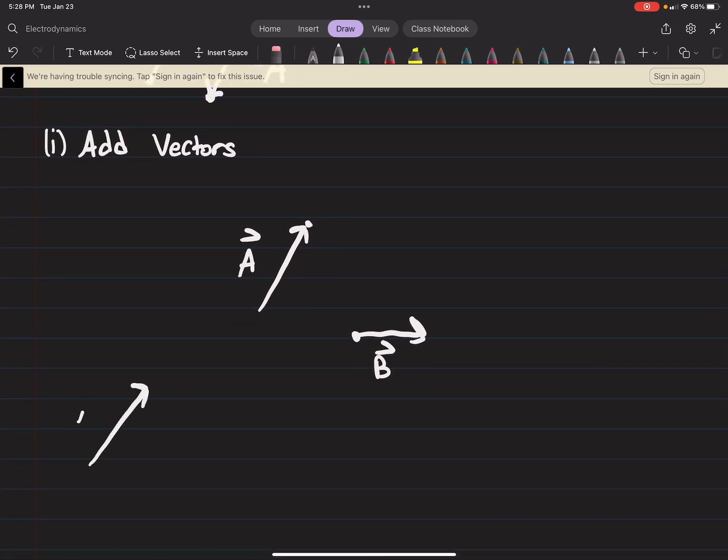So vector A, vector B, and then what you do is you connect the initial point of your first vector A with the terminal point of your second vector B. So this vector is vector A plus B.